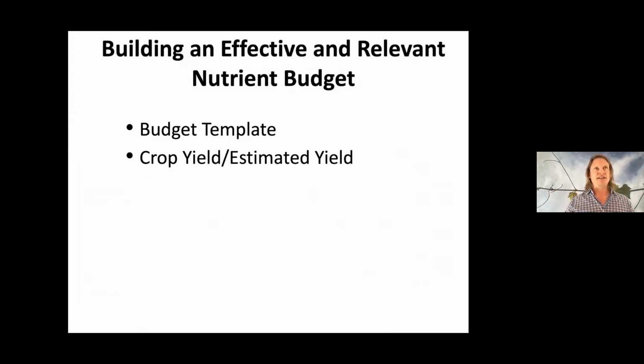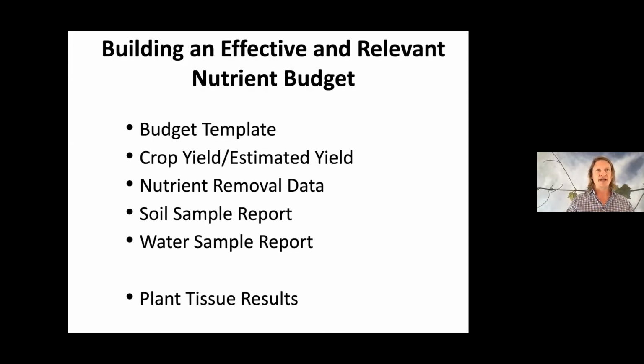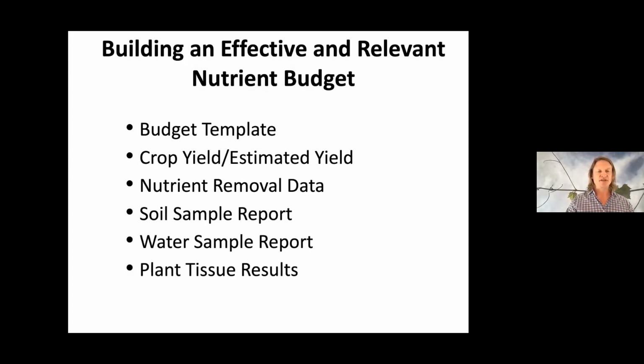You can build a template that would basically have your crop yield and estimated yield. You would have your nutrient data as what you estimate is removed with the crop, and I'll talk about that next. And then you can take your soil samples about every 3 years and look at those. And then if you do use water, include your water sample report. But don't forget, we want plant tissue results at least once a year.